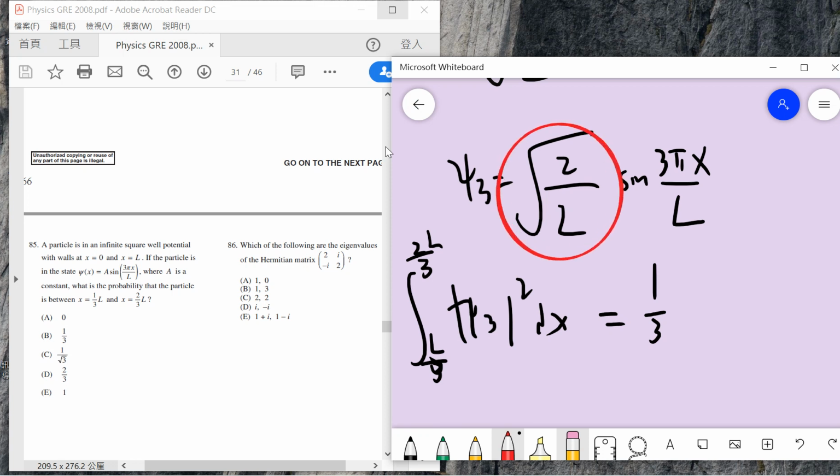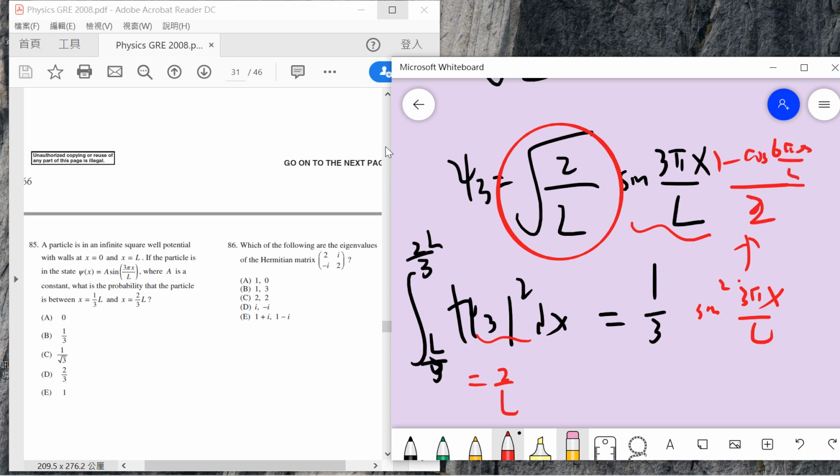This is 2 over L, and when you do the sine square of 3 pi x over L, you need to remember this can be written as 1 minus cosine of 6 pi x over L, divided by half. When you do this integral and plug in L over 3, this comes out with 2 pi, and then this comes with 4 pi. So these two actually cancel, and the only remaining part is a half. So the answer is just this, right? Because this cosine term vanishes, your integral function is just 1. So quickly you can get the answer.